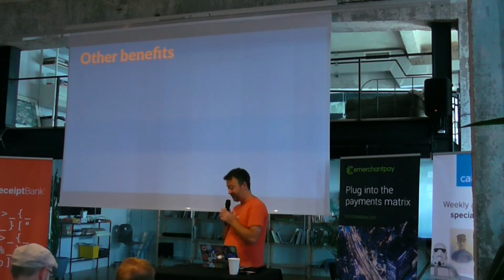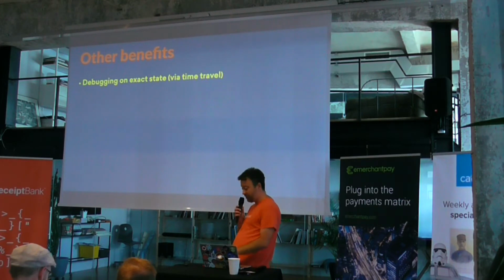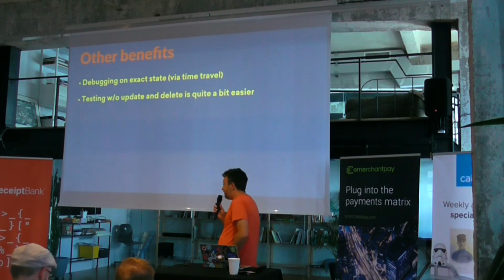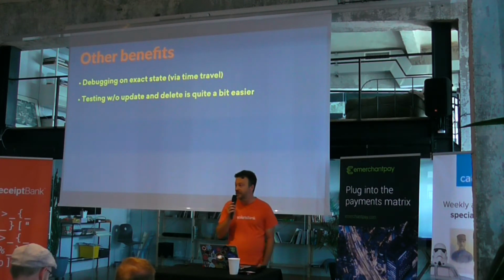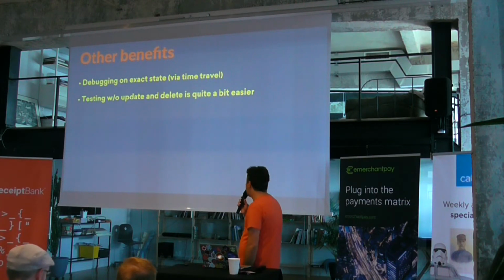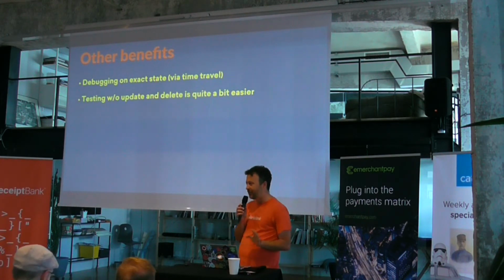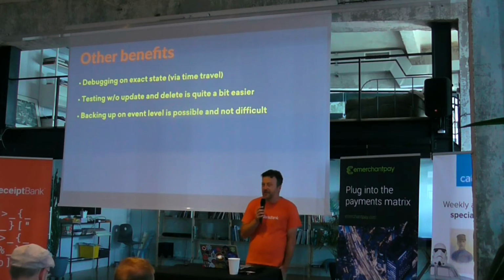There are some other benefits as well. Debugging on the exact state via time travel, this was already mentioned. Testing without updating records or deleting records is really, really nice and way easier than doing the CRUD stuff. And backups on an event level are possible.